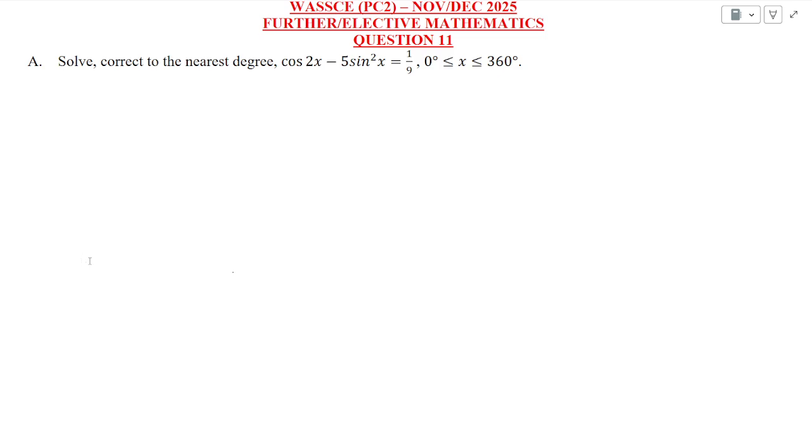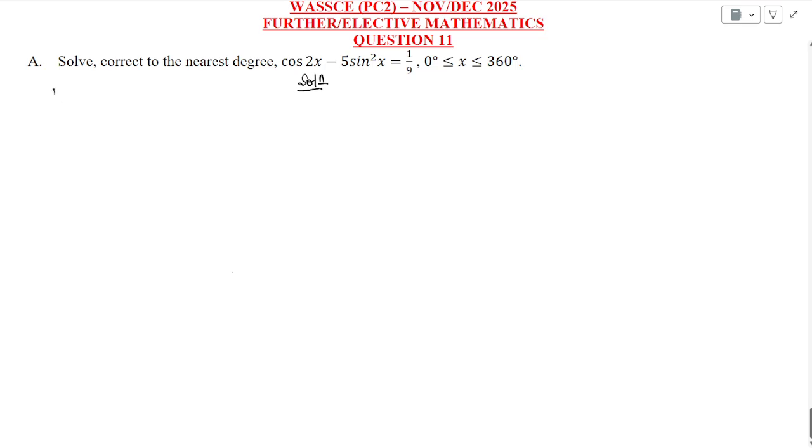WASSCE PC Series 2, 2025, Federal or Elective Mathematics, question number 11A. The question says we are supposed to solve, correct to the nearest degree, cos 2x minus 5 sine squared x equals 1 out of 9, where x lies within the range 0 to 360 degrees. So let's see how we can handle this quickly and correctly.